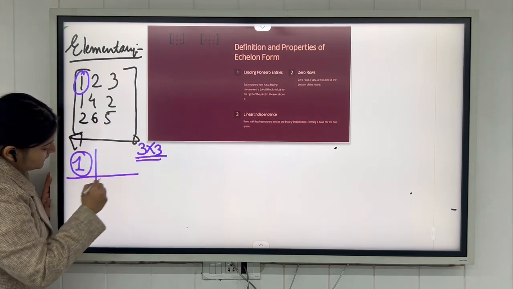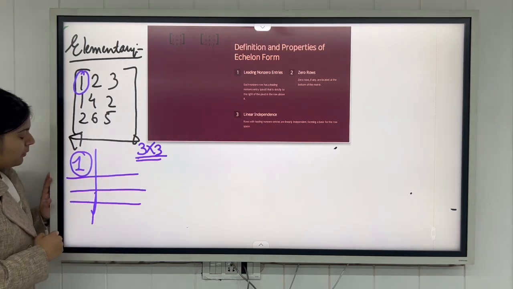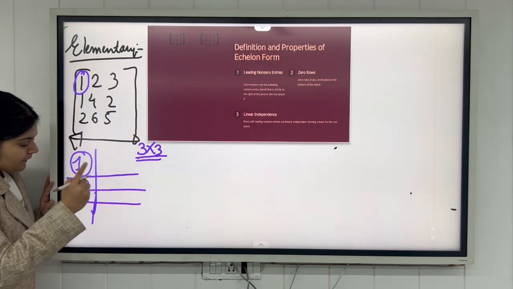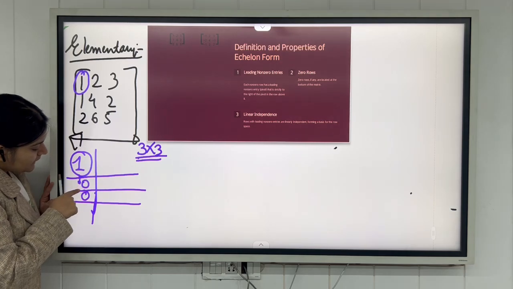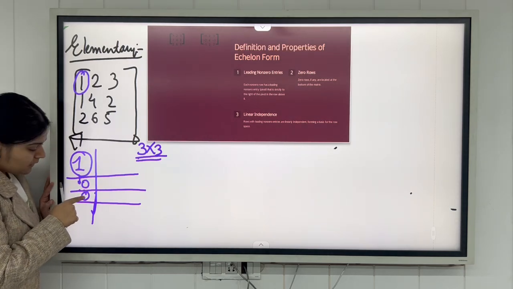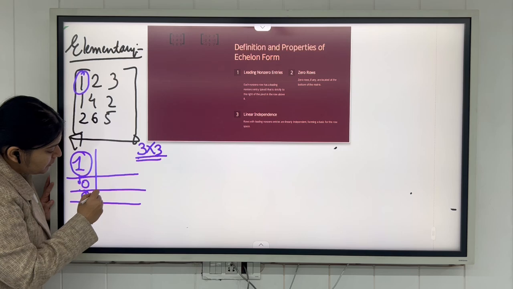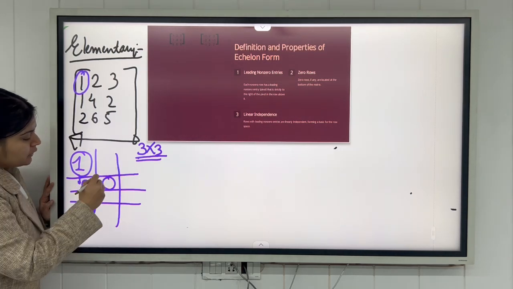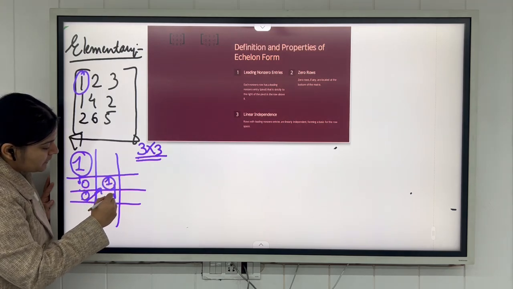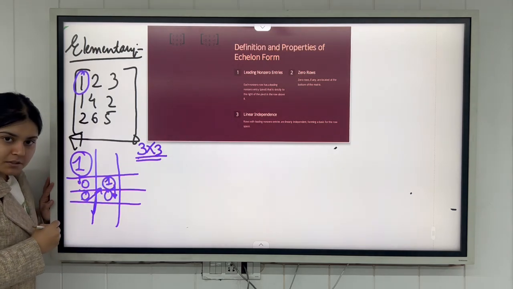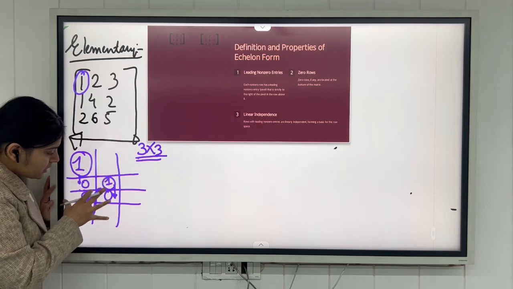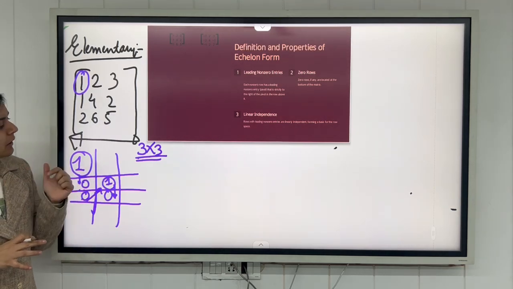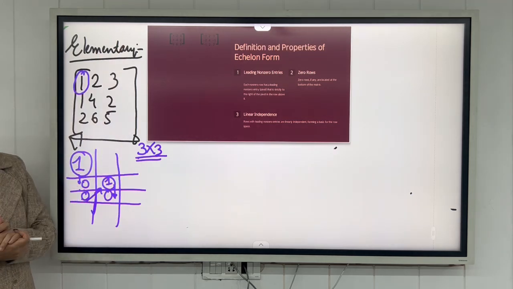These are the elements that I have given to you. After the 1, you will be making all the elements below it 0. Then, when you have made A21 and A31 to be 0, you will move on to the next part, that is the A22 element. You will make this element 1, and below it you will make the element 0. Whatever symbolic representation I give you, you will apply it with the help of elementary transformation.